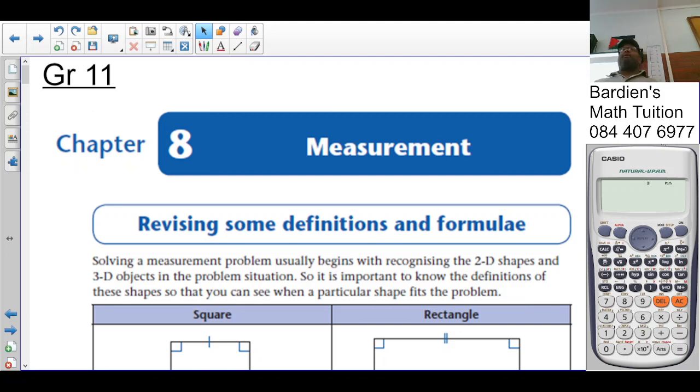Okay, good morning class. So at this point we're looking at measurement. You guys had some homework, correct?